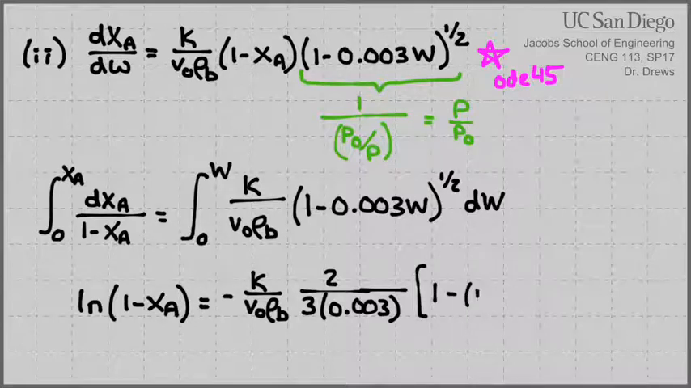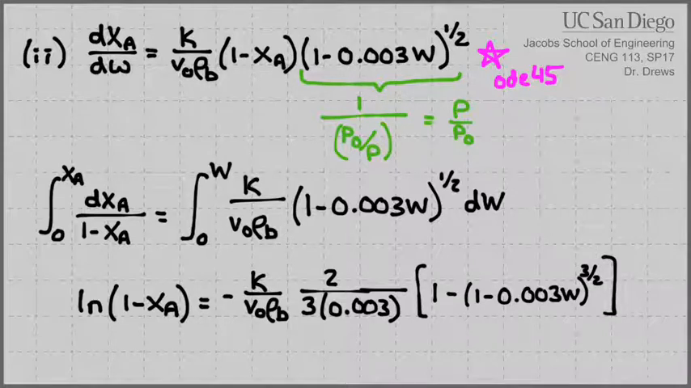Times 1 minus that argument, 0.003 W to the 3/2. So it looks a little bit nastier. Nothing I can do about that. Calculus is calculus. So now comes the question of what effect does that have on x?